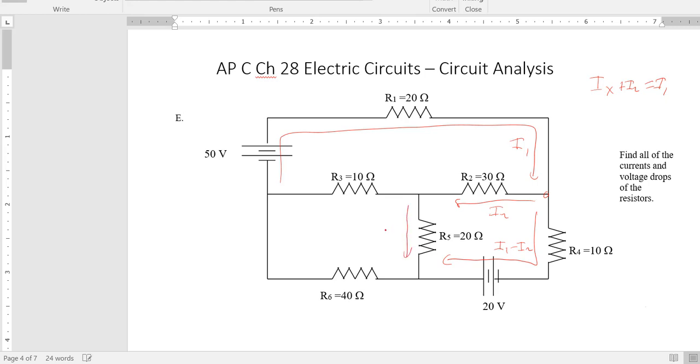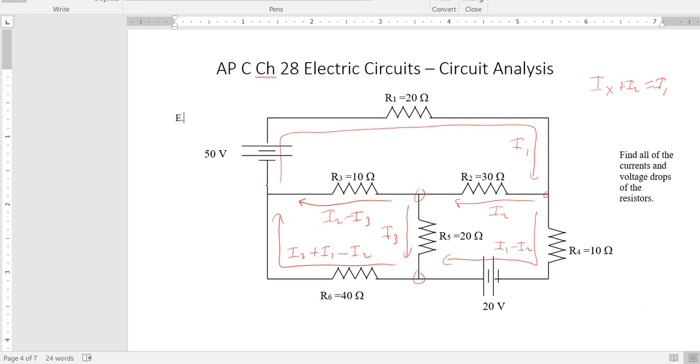Now we have to make a guess here. We'll call that I3. Okay, so now I've got a junction there. I can write this current in terms of I2 and I3, and this IX plus I3 would be I2. So IX here would be I2 minus I3. So this is I2 minus I3. Looking at this junction, I3 goes into it, and also I1 minus I2 goes into it. So that amount of current has to come out of it. Okay, so this has to be I3 plus I1 minus I2.